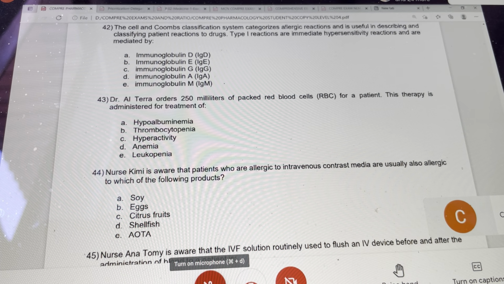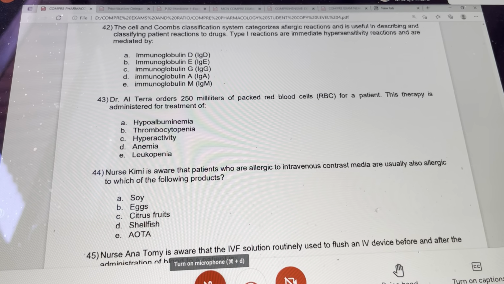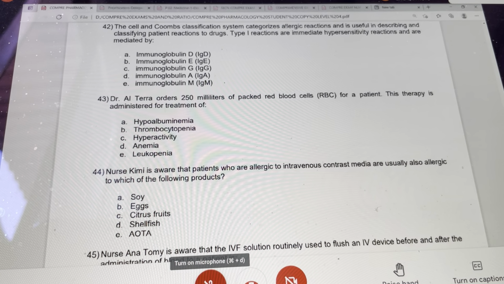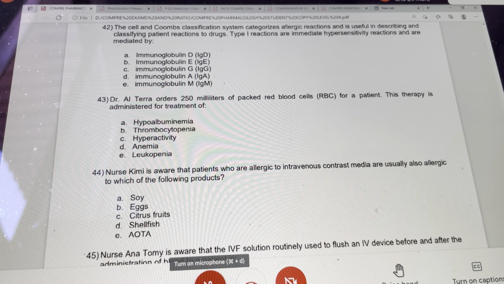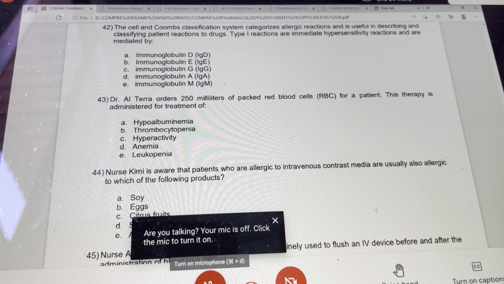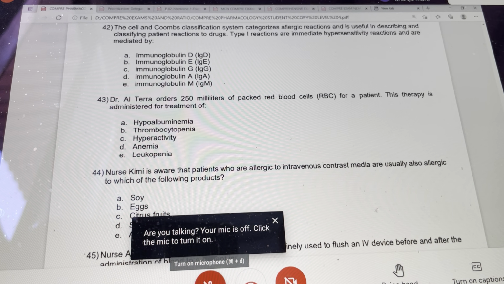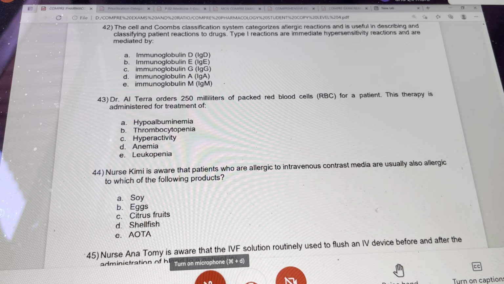Okay. For thrombocytopenia, hindi po yan ang problema ng pasyente natin. Because when you say thrombocytes, these are your platelets. Hyperactivity is eliminated. Hypoalbuminemia, a decrease in your albumin levels, will not be addressed by your PRBC administration. Leukopenia, white blood cells, will not be addressed by your PRBC. So the best answer here, ladies and gentlemen, is your anemia.